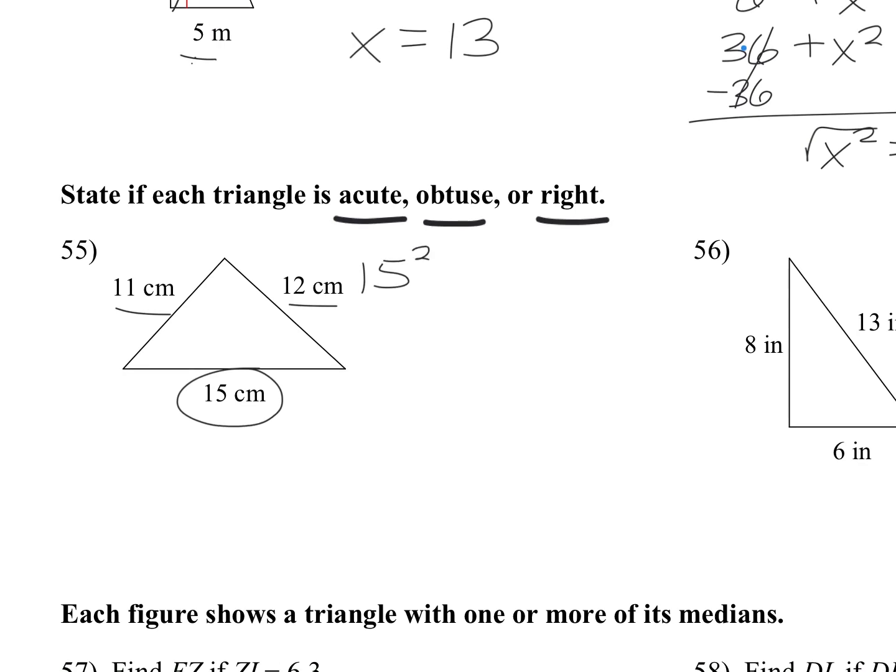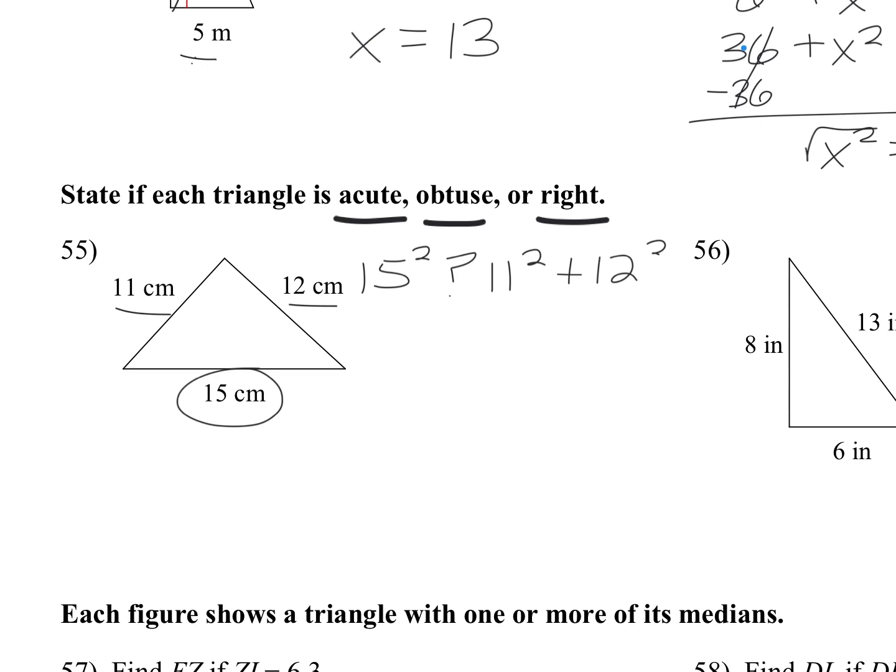12. Don't put squared. Equals, put a question mark. Then we have 12 squared plus 11 squared. Yep, order doesn't matter. Is everyone okay with how I set this up right here? C squared is on our left side now.